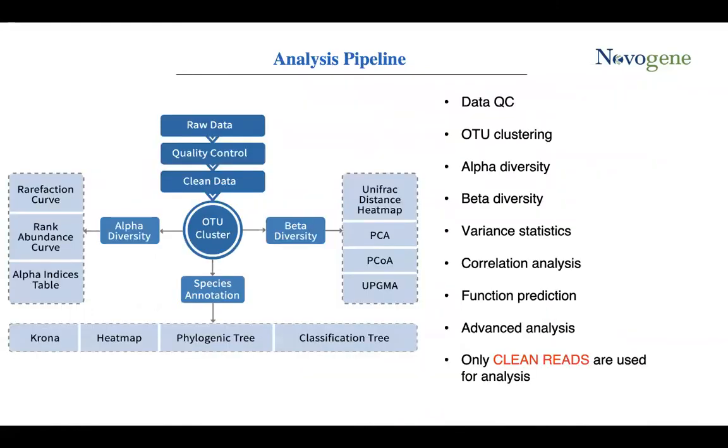After data QC, if you chose the bioinformatics package, Novogene would continue to the analysis part. So firstly, using the clean reads obtained, we will do OTU clustering to categorize reads into different OTUs. And then the species annotation, alpha diversity, which is the diversity within samples, by the way, and the beta diversity, which is the diversity among different samples. And all of those analyses listed here will be conducted.